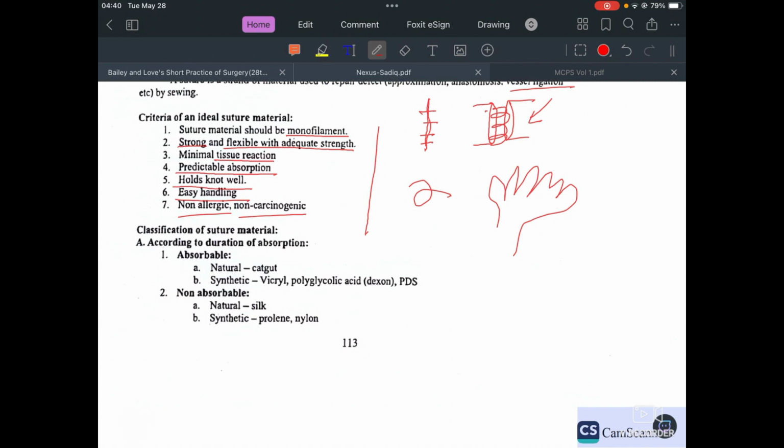According to the duration of absorption, there is absorbable: natural, catgut; synthetic, what we use, Vicryl, polyglycolic acid or Dexon, and PDS. Okay, non-absorbable: there are natural, silk, and synthetic, Prolene and nylon.